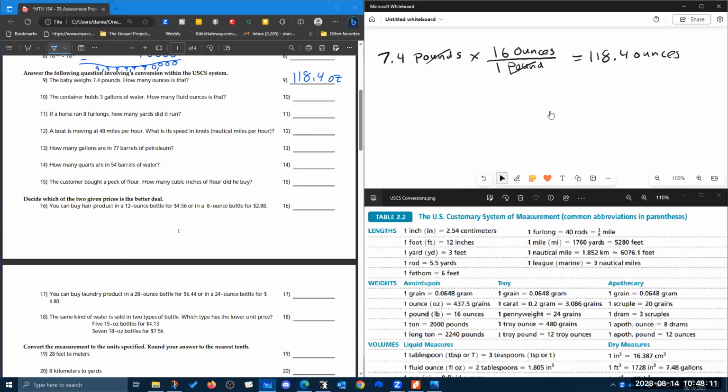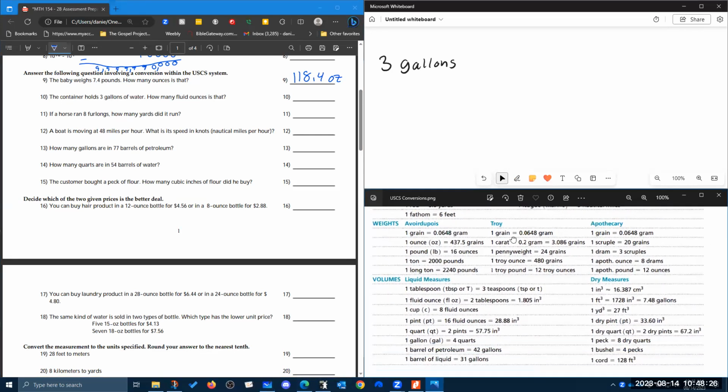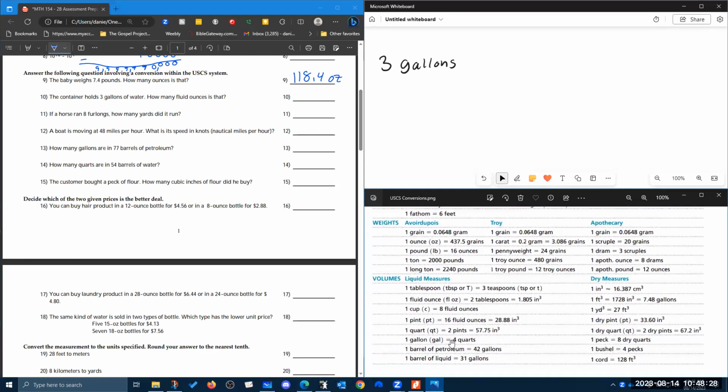The container holds 3 gallons of water. How many fluid ounces is that? So 3 gallons to fluid ounces. So we've got to look at our volume down here. And 1 gallon is 4 quarts.